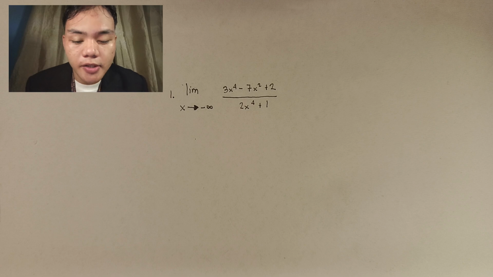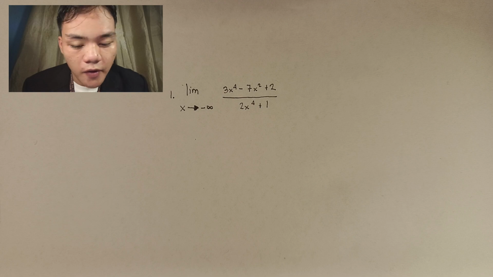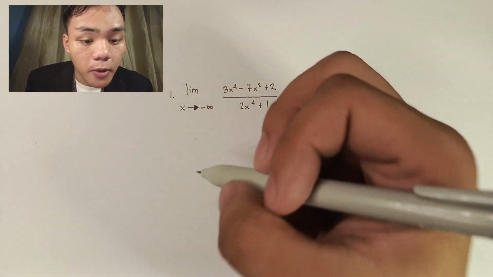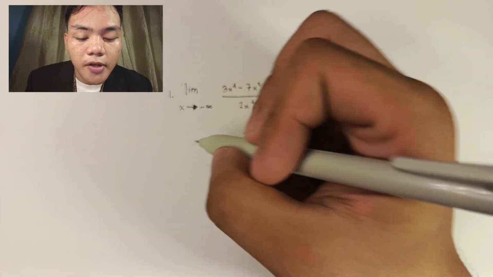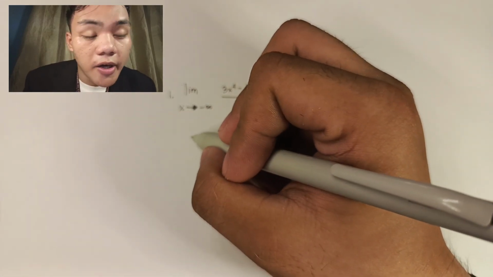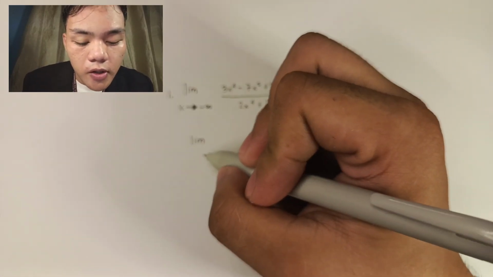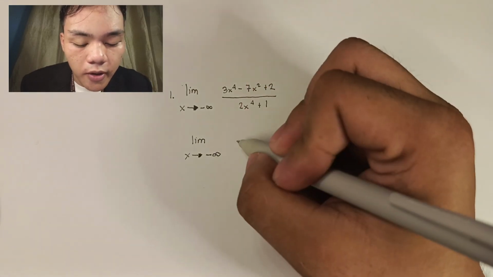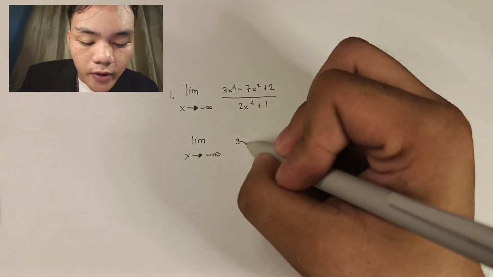So here we have an example. The limit of 3x to the power of 4 minus 7x squared plus 2 over 2x to the power of 4 plus 1 as x approaches negative infinity. The first step is to find which variable has the highest degree. For this example, we have x to the power of 4. So we'll put the x to the power of 4 in the denominator.